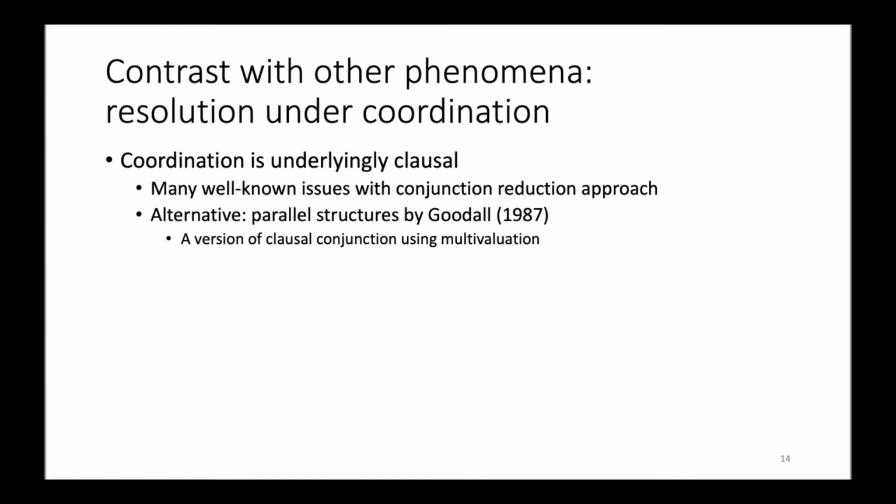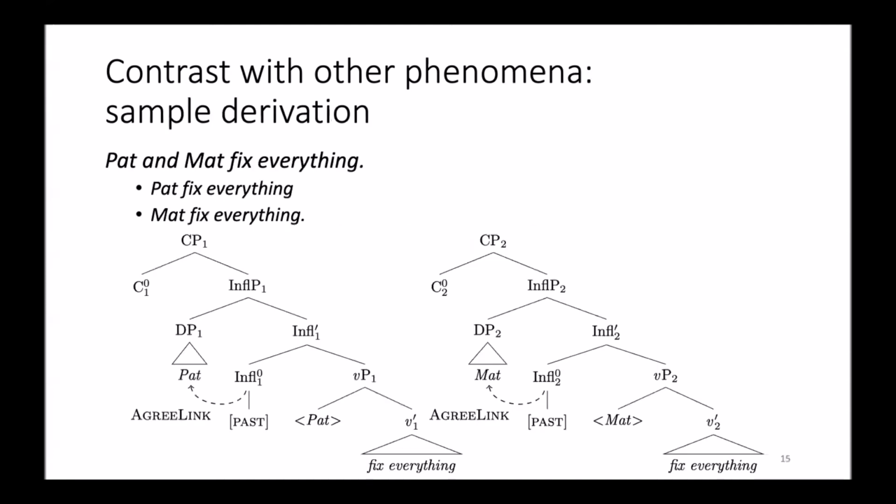And I'm not going to adopt this approach, but instead I'm going to adopt its cousin, its alternative called parallel structures, proposed by Goodall back in the 80s, in '87. It's essentially a version of clausal conjunction that involves multi-evaluation. So let me walk you through a sample derivation of a sentence with coordination under the approach of parallel structures.